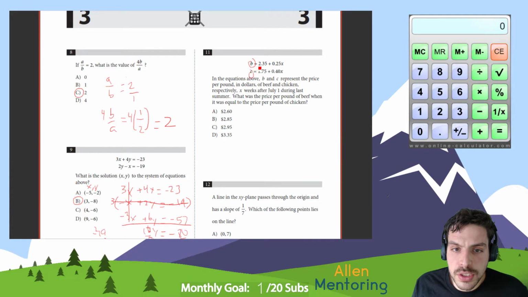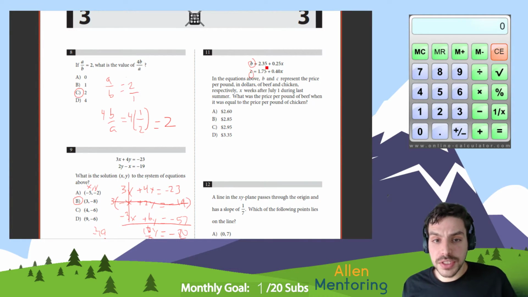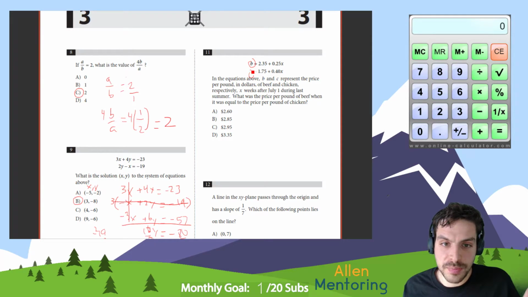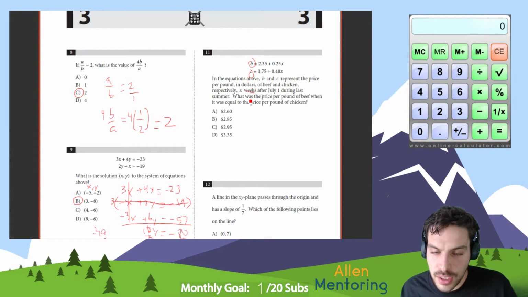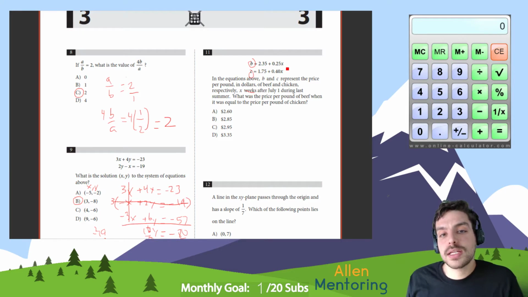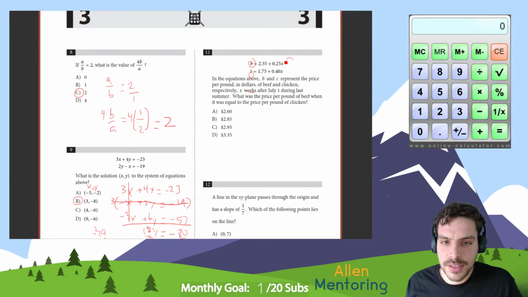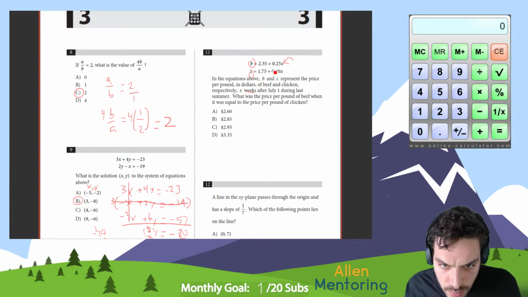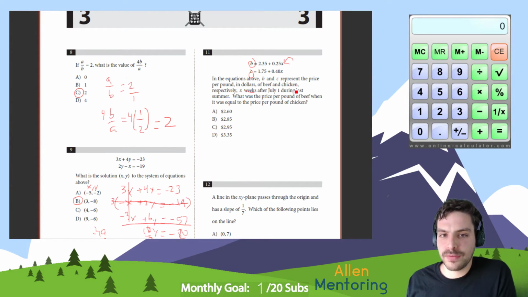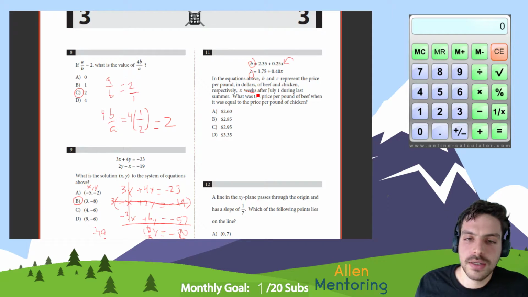So we know that these two equations, at the point where they intersect, are equal to each other, right? The price of B is equal to C. So what we're going to do is set these equations equal to each other, and then we'll find out x. And what does x tell us? x tells us how many weeks after July 1st during last summer. So once we know x, all we have to do is plug that back in to the equation for B, and it'll spit out what the price is of, oh no, sorry. What was the price per pound of beef? That's what we're looking for. So we'll just put it back into B and see what we get.